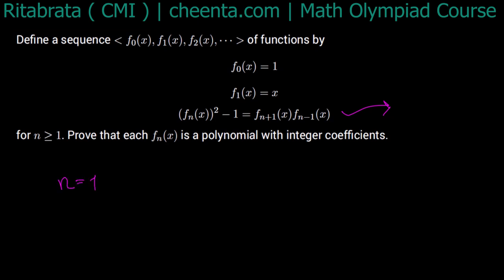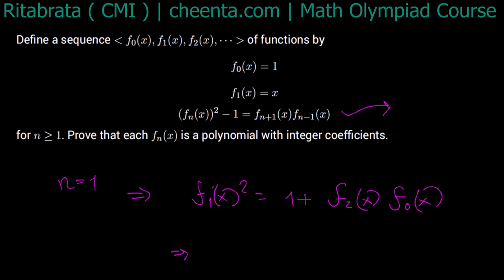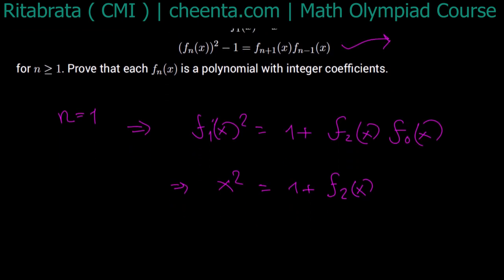So n equal to 1 gives me what? (f_1(x))^2 equals 1 plus f_2(x) into f_0(x). So x^2 equals 1 plus f_2(x), so f_2(x) is x^2 minus 1. I have f_2(x) equal to x^2 minus 1.